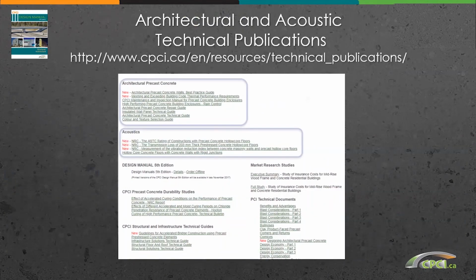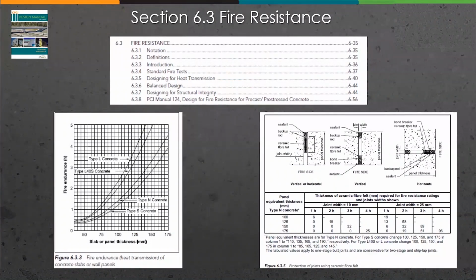Links to these new architectural precast and acoustical resources that are now referenced in the 5th edition design manual and that we have covered briefly today can be found here in the resources section of the CPCI website. The chapter also includes a section 6.3 on fire resistance. Aside from editorial changes, this section is largely unchanged technically from the previous edition. However, for new users to the manual, it describes the methodology for calculating capacities and the required reinforcement for fire-resistant hollow core and double T elements.